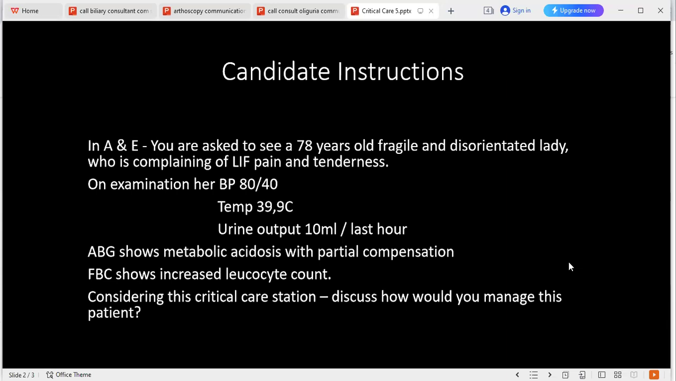Her systolic BP is less than 90, so she's in shock. Next, her temperature is high, and her urinary output is deteriorating. Kindly tell me what are the differential diagnoses that you'll consider. My first diagnosis for this patient will be diverticulitis, ma'am, followed by left ureteric colic and sigmoid volvulus.